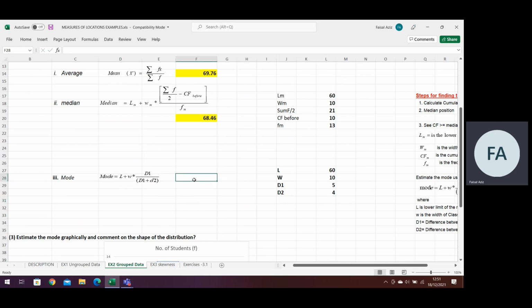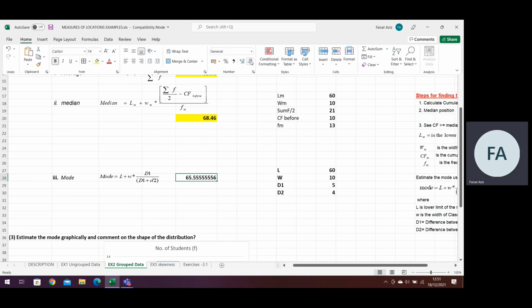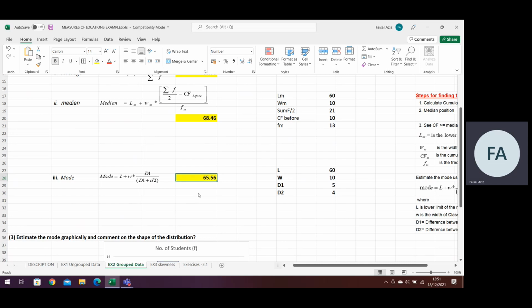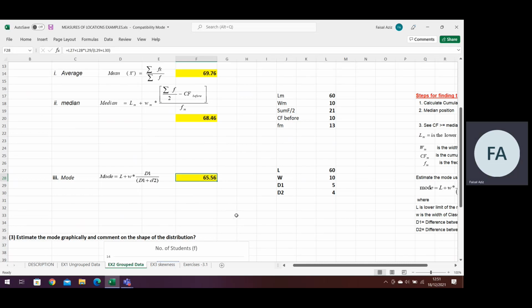Now you can put these values into the formula. So it is L plus W, which is 10, then multiply D1 and then divided by D1 plus D2. So it is 5 plus 4. Enter. So here it comes mode. We can reduce the decimal places, 65. So I'm just highlighting it. So this is how we can calculate average, median and mode.